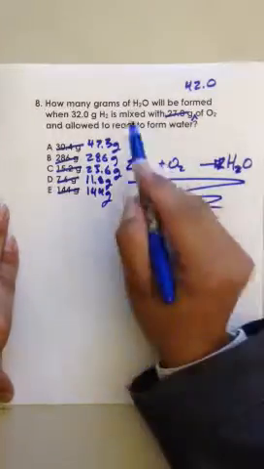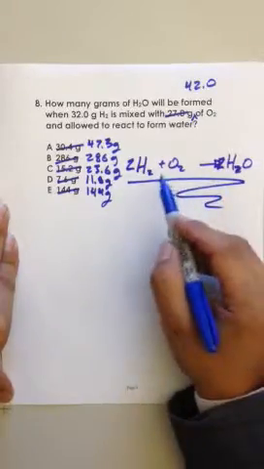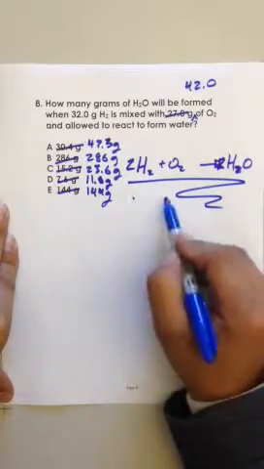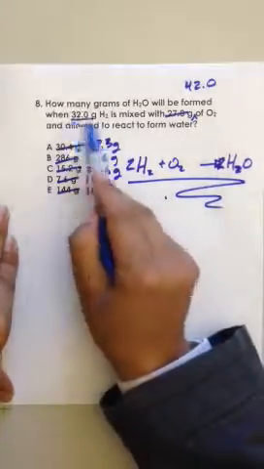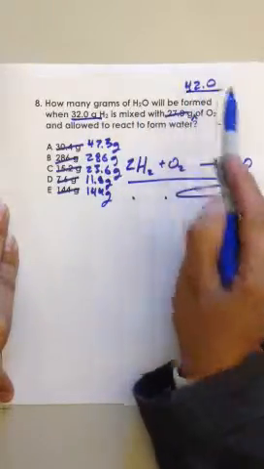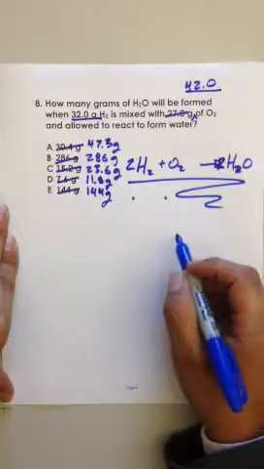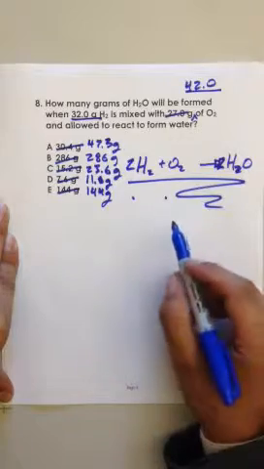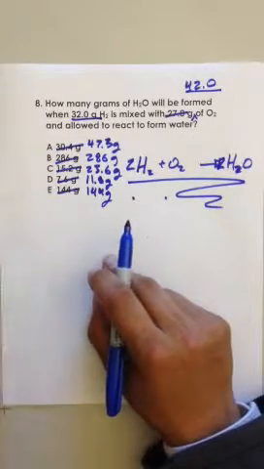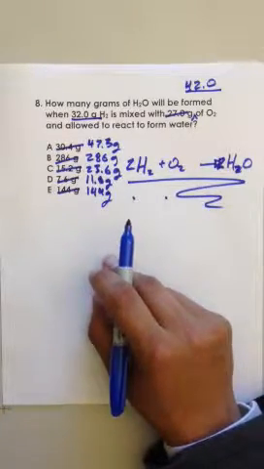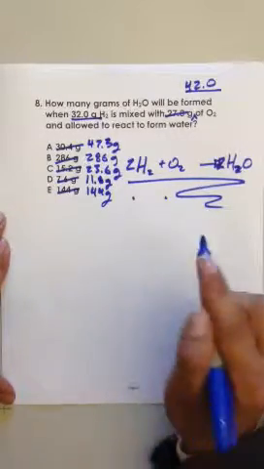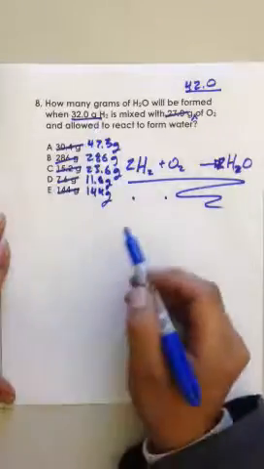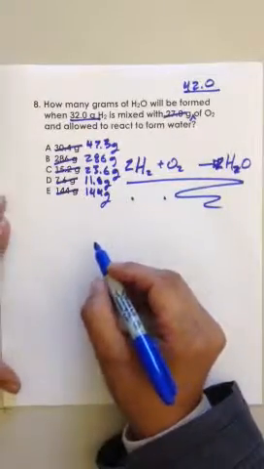So the question is, how many grams of H2O will be formed when you have this many grams of this and this many grams of this? Anytime you have 2 amounts of the reactants, it's a limiting reactant problem. And the only way to know the limiting reactant is to determine which one creates the least amount of product. So let's start out with our 32 grams of H2.